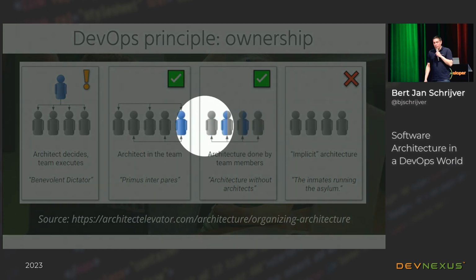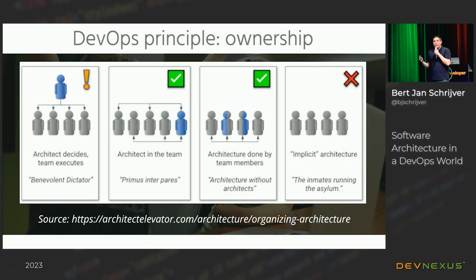The third one can work as well. The architecture work is spread over the team members. So you could call this architecture without architects. That's fine as well, as long as you're sure that all responsibilities are defined. Maybe you split topics over multiple people, or you agree who does which architecture when, as long as you're sure that everything is covered.